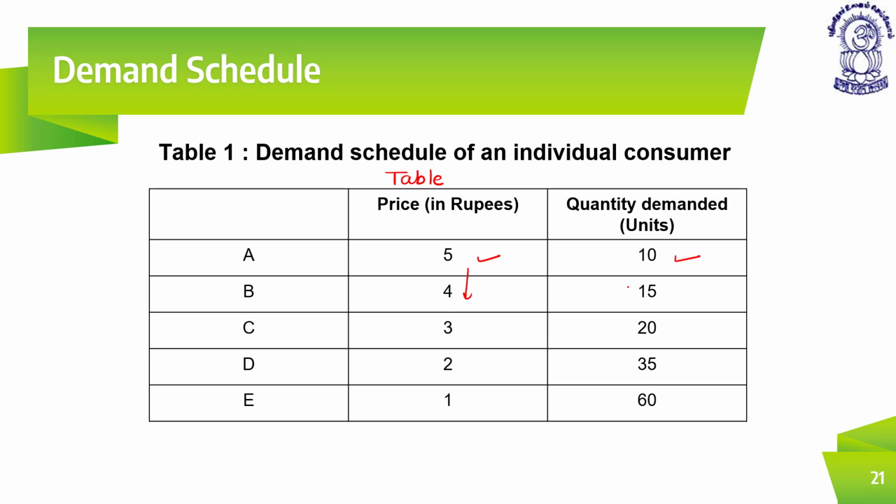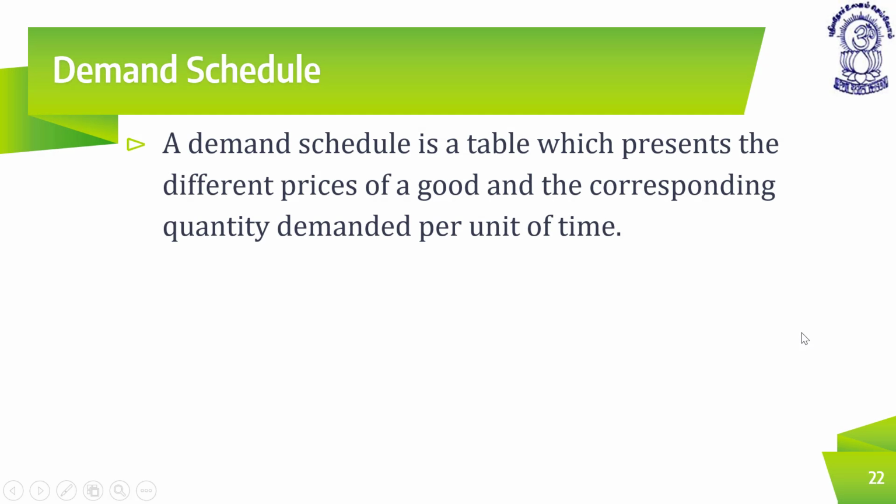So there is an increase in the demand from 10 to 15. The price further falls from 4 to 3, and there is an increase in the demand from 15 to 20. Again the price falls, again there is an increase. So demand schedule is following the law of demand and presented over here in this table. Let's see the definition of demand schedule. Demand schedule is nothing but a table which represents the different quantity demanded at different possible prices.